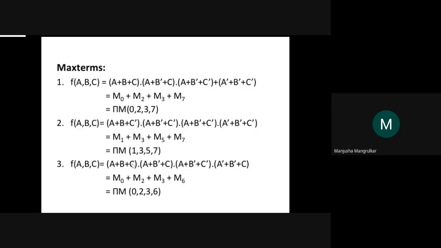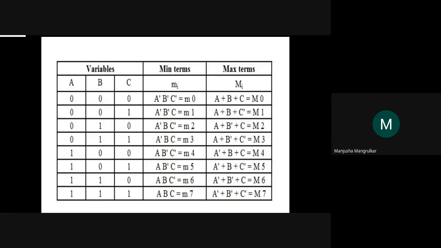Right? In one example, A complement B complement C, A B C. So this is 0. A complement A, B complement C. This is the M2 term. This is the M3 term, and this is the M6 term. So the product of sum, capital M, is 0, 2, 3, 6. So this is the way of it.